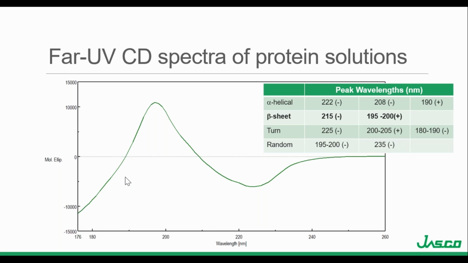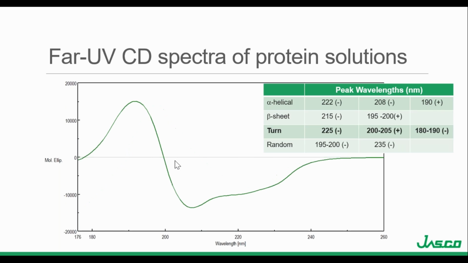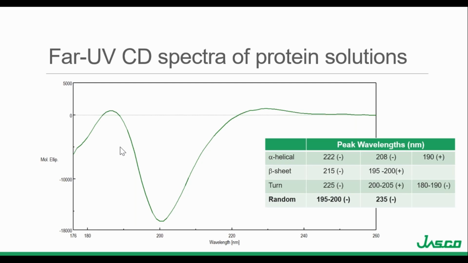Beta sheet proteins have a much smaller amplitude than alpha helical, and they have more spectral diversity, including different twisting and bending orientations of the beta strands. So they have a negative maxima around 215 and a positive maxima at around 195 to 200. Turn structures show some peaks around 225, 200 to 205, and 180 to 190, while random coil or unordered have peaks at 235 and 195 to 200 nanometers.